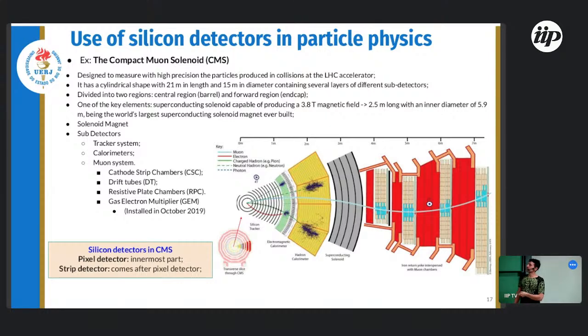Okay, so let's talk a little bit about the pixel detectors and the strips. Remember, the pixel detectors are at the very beginning of the detector, so they are the ones that stand more radiation there.